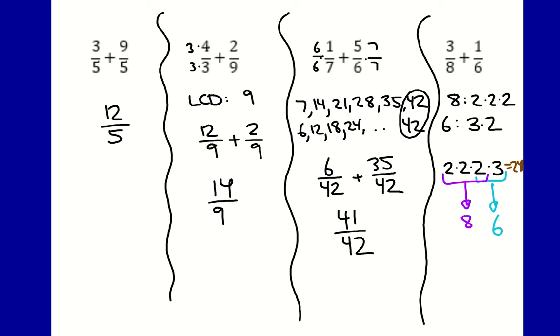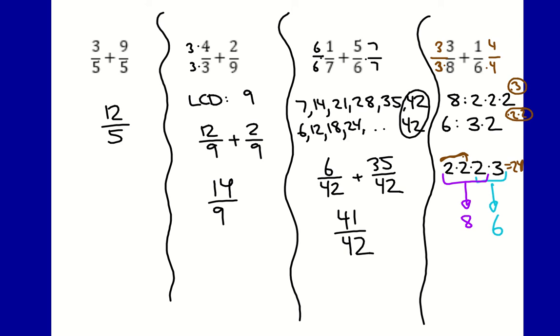Notice that the 8 has the 2 times 2 times 2, so it needs the 3 in order to make a common denominator. So I'll multiply this one by 3 over 3. And then the 6 has the 3 and the 2, but it's lacking these other two 2's up here. So I would need to multiply it by 4, right? I would need a 2 and another 2, which is equivalent to 4.